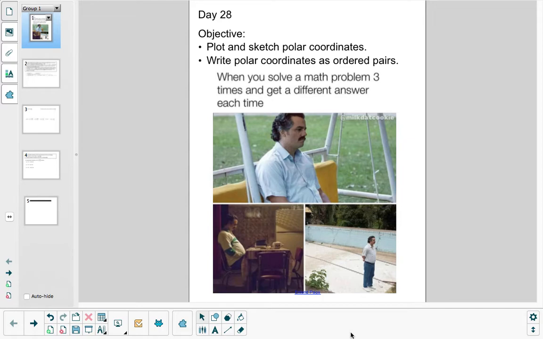Good morning, everybody. Today we're going to be talking about polar coordinates and how to sketch them. It should be pretty quick, but we'll see. Usually, when I say that, it sneaks up on us, and it's a little different.